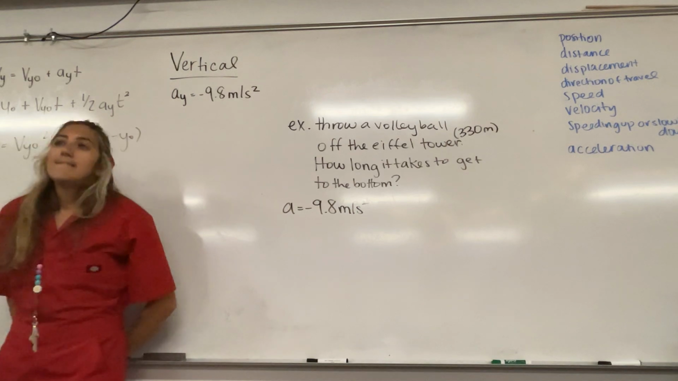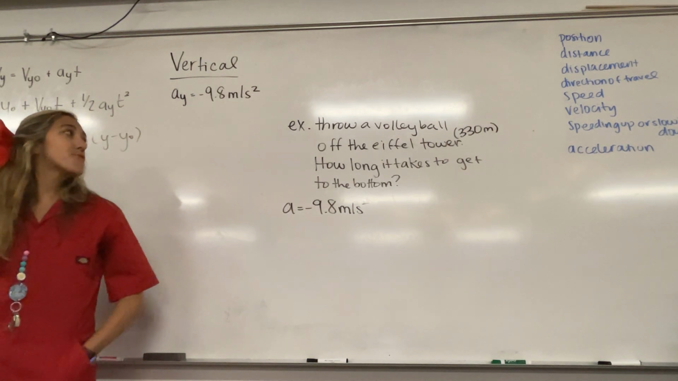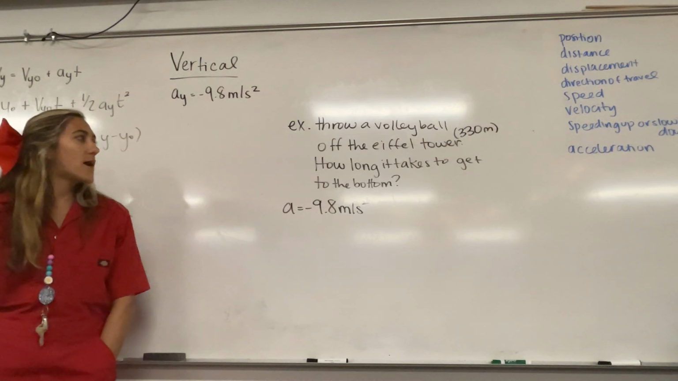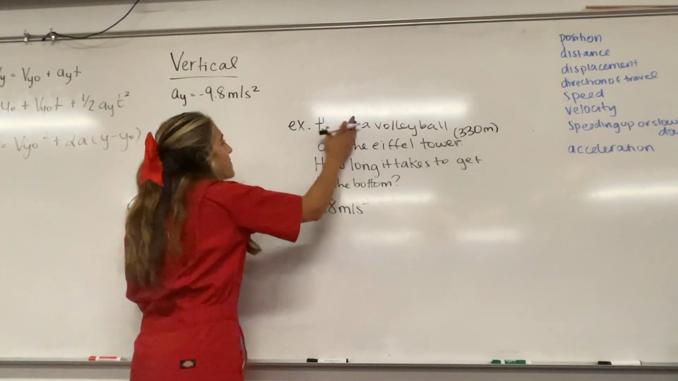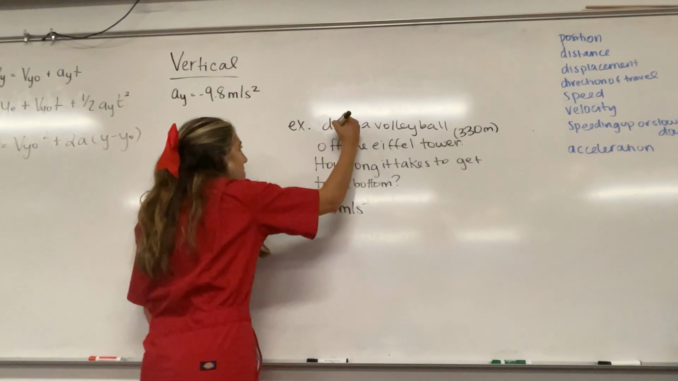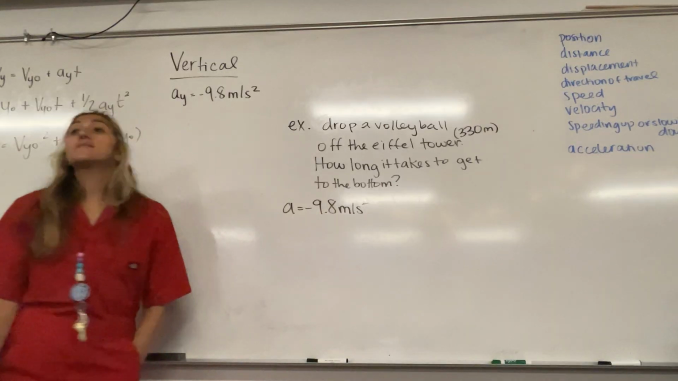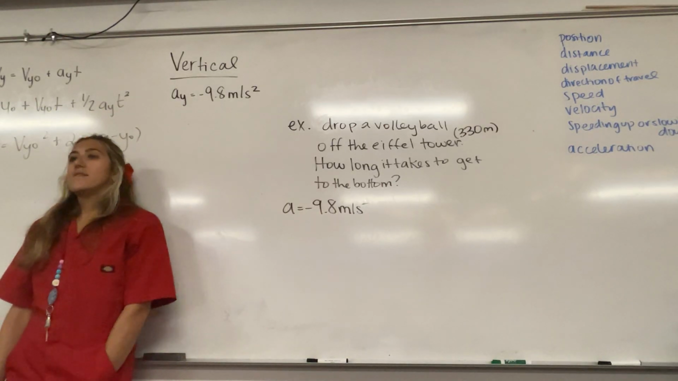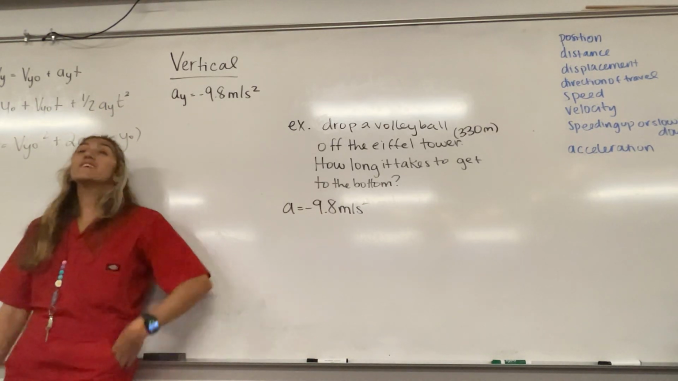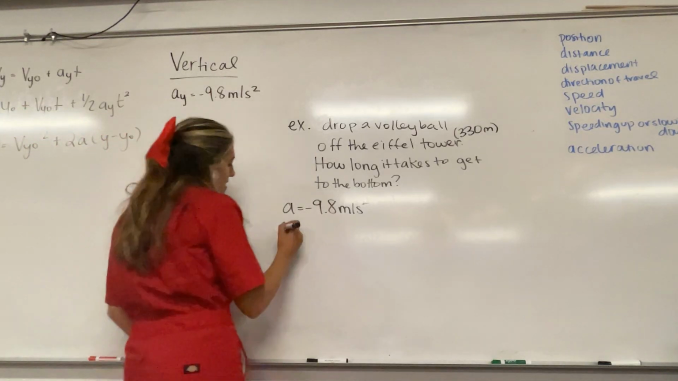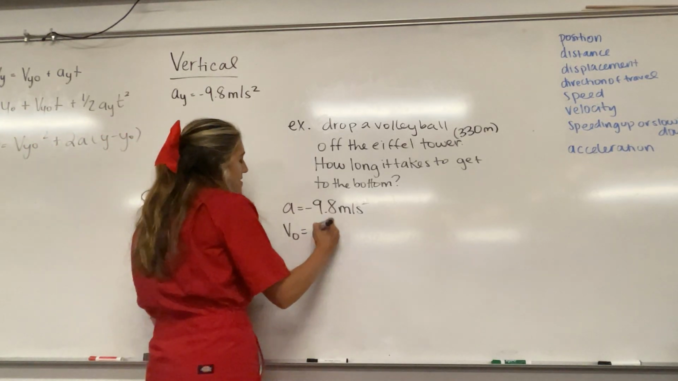Initial velocity. Yes, I'm throwing it. So we need to know, actually, let's say I'll drop it. I'll drop a volleyball. What's the initial velocity if I dropped it? Negative 9.8? No, that's the acceleration. 0. Yes. If I dropped it, my initial velocity is 0.